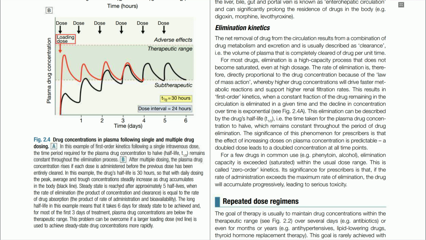A steady state is reached after approximately 5 half-lives, when the rate of elimination, the product of concentration and clearance, is equal to the rate of drug absorption, the product of rate of administration and bioavailability. The long half-life in this example means that it takes 6 days for a steady state to be achieved, and for most of the first 3 days of treatment, plasma drug concentrations are below the therapeutic range. This problem can be overcome if a larger loading dose, which is the red line, is used to achieve steady state drug concentrations more rapidly.